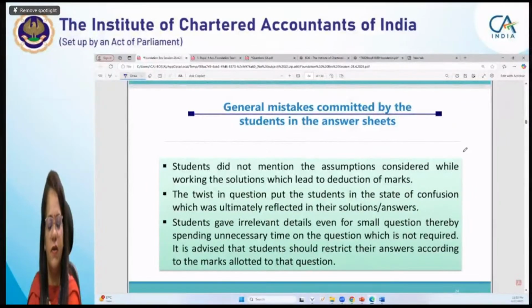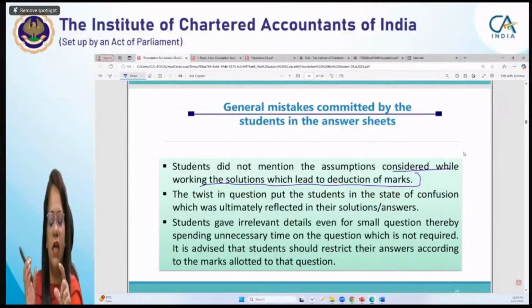All right. The student did not mention the assumption considered while working the solution, which led to deduction of marks. Always write the assumption on the basis of which you are working, and your assumption should be reasonable. An unreasonable assumption will not fetch you marks. Your assumption should be reasonable and related to the topic.